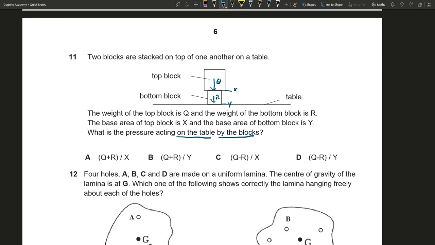So pressure, remember, is force applied over the area over which the force is applied. The area applied by the blocks on the table is only the area in contact, which is Y here. So our pressure is over Y, that rules out A and B. And the pressure acting on the table by the blocks is the combined weight of the top block and the bottom block, which is Q plus R. So the answer here is B.